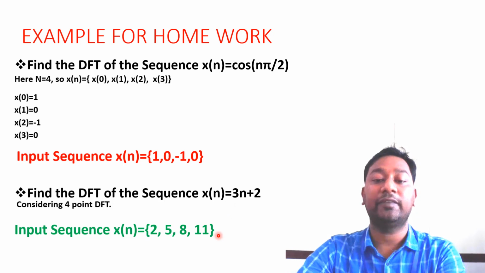x of 0 is 2, x of 1 is 3 plus 2, that is 5, x of 2 is 3 into 2 plus 2, that is 8, x of 3 is 3 into 3 plus 2, that is 11.